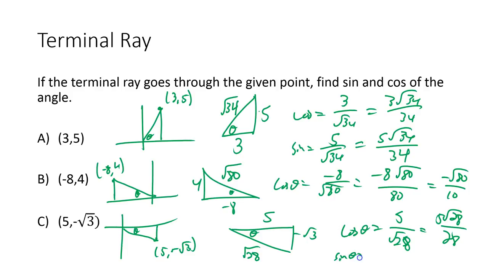And sine theta would be negative root 3 over root 28, which would reduce to negative root 84 divided by 28. Cool. So there's a couple of problems on your homework assignment for tonight that deal with these terminal rays. I want to make sure that you saw some of them before you jumped into it.